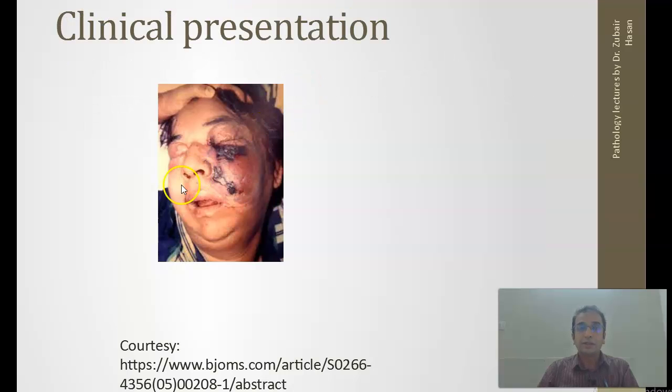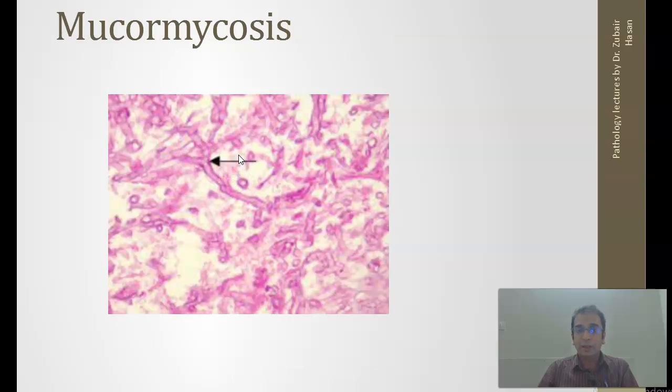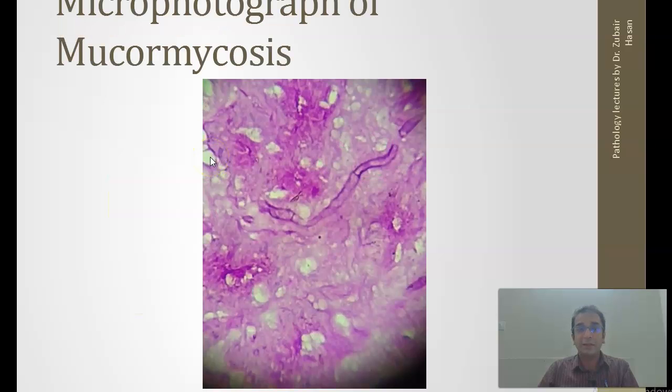Next, this is the clinical presentation taken from a journal, just to show how grossly the fungal infection looks. It is blackish, discolored. Next, another photomicrograph showing the broad hyphae. These are the hyphae which are at a 90-degree angle. Another microphotograph, borrowed from one of my colleagues, has been reported recently from a COVID-19 patient.